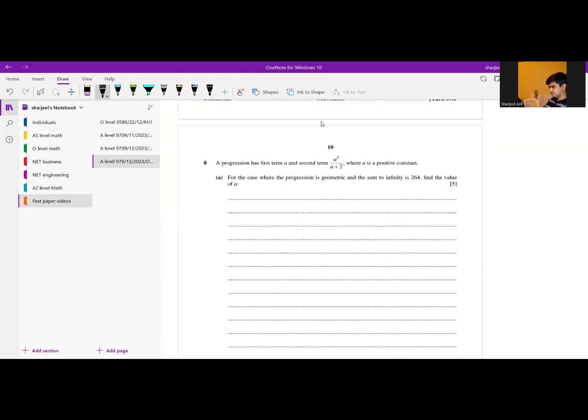Now, for question number 8, we have a progression with first term a and second term a square over 2. For the case where the progression is geometric and the sum to infinity is 264, find the value of a. In a geometric progression, there is a common ratio between consecutive terms.